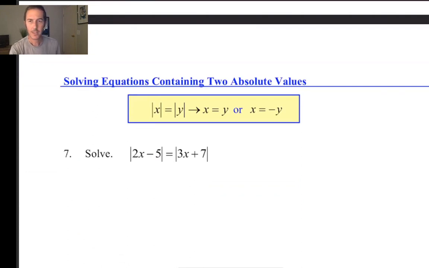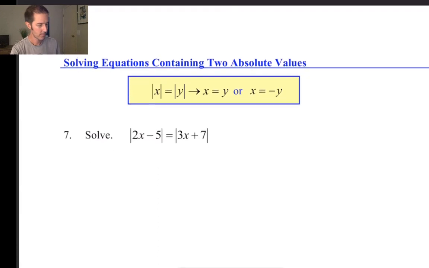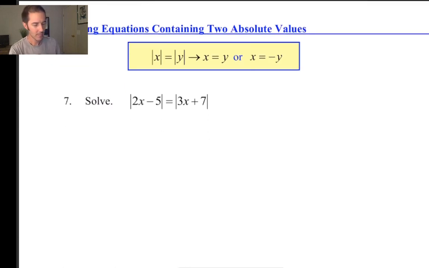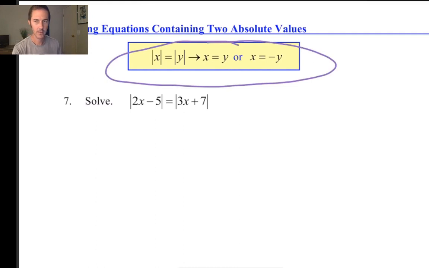Solving equations containing two absolute values. It's the same. It's really the same. I'll show you this one, but I mean, look, really? Look at this. Does this not look exactly like what we've been doing?